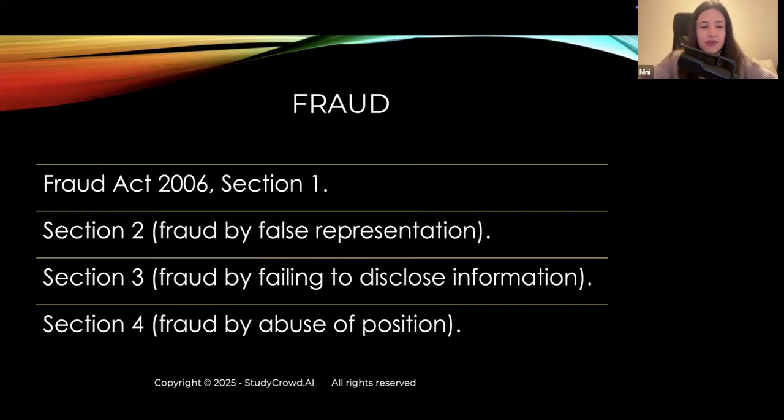Fraud. Let's talk about the Fraud Act 2006, where the criminal offense of fraud is defined. There are three kinds of fraud: fraud by false representation, fraud by failing to disclose information, and fraud by abuse of position.